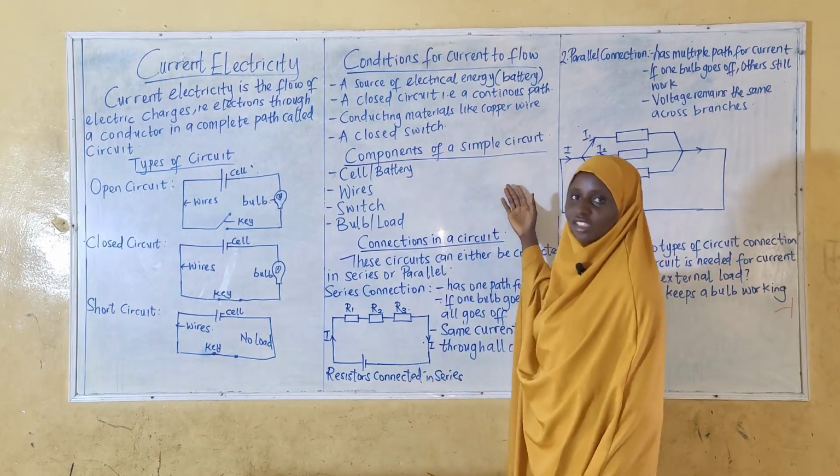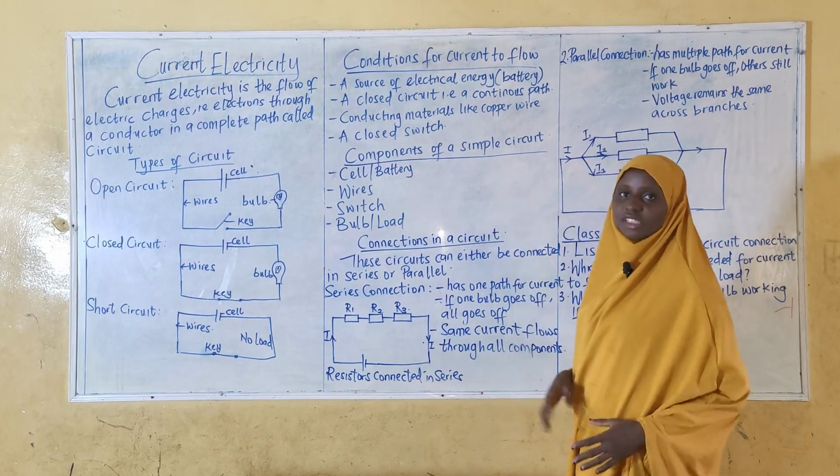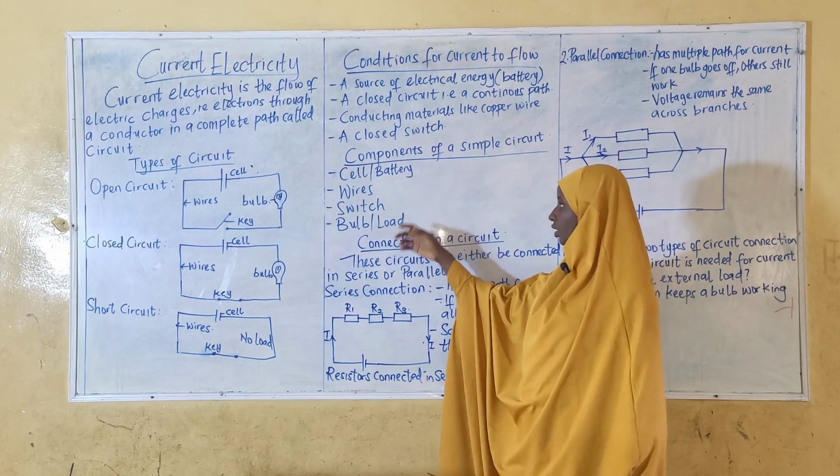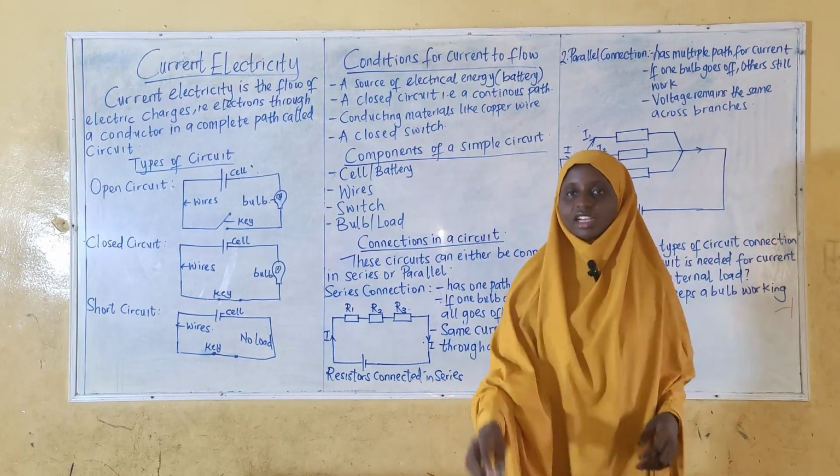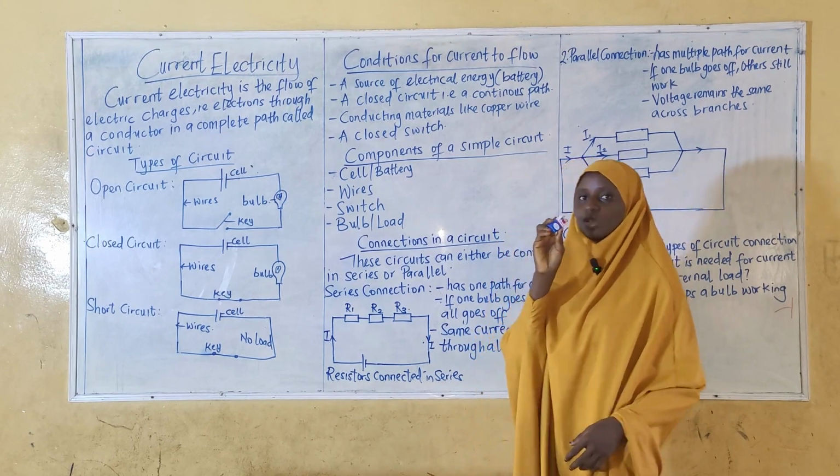The components of a simple circuit. For us to have a simple circuit, we need our battery, wires, switch, and the bulb. This is our battery. You can see this is a 9-volt battery.